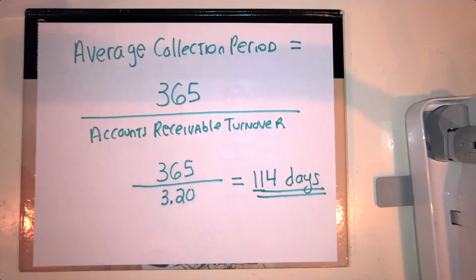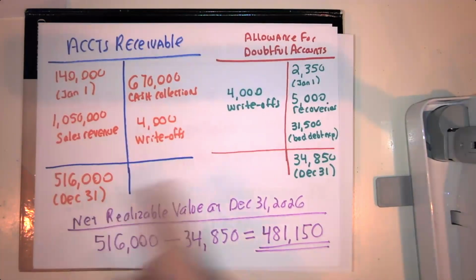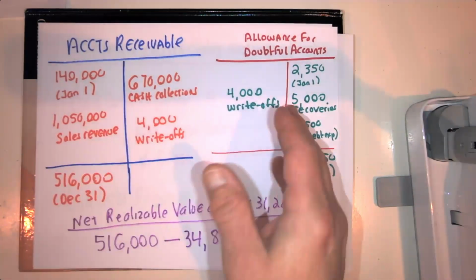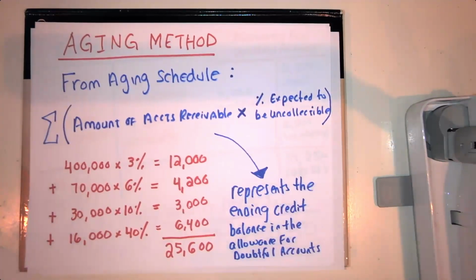I've said it a couple times tonight. Exam 2 is much more calculation focused. And these are the calculations that you need to be able to do. You need to be able to use the net credit sales method to estimate bad debt expense. You need to be able to set up T accounts, come up with ending balances in the accounts receivable and the allowance to get to your net realizable value. You definitely need to be able to use the aging method. Come up with the bad debt expense estimate.